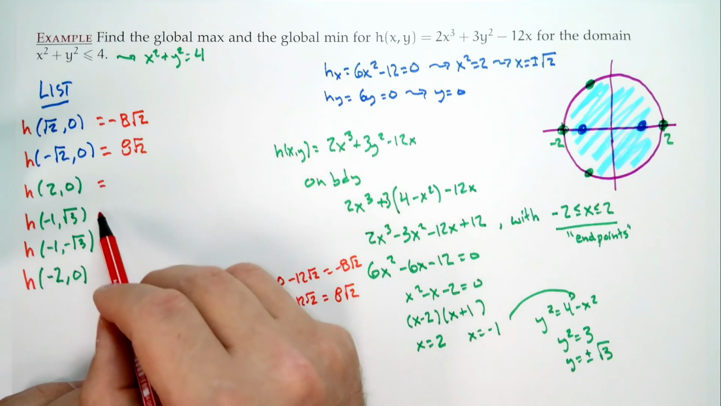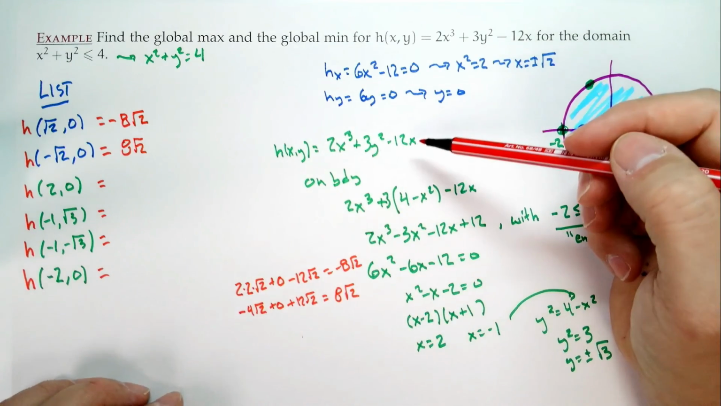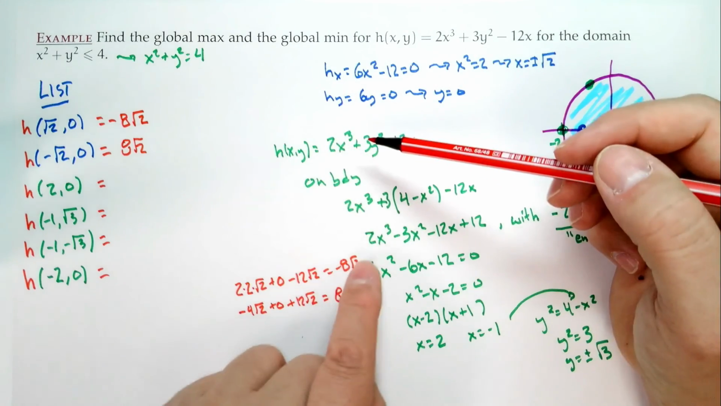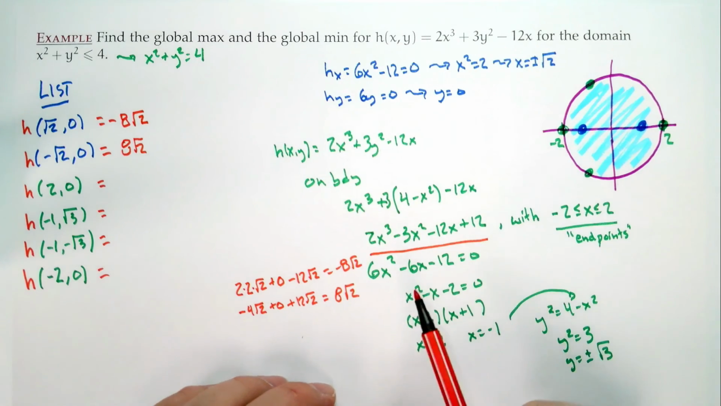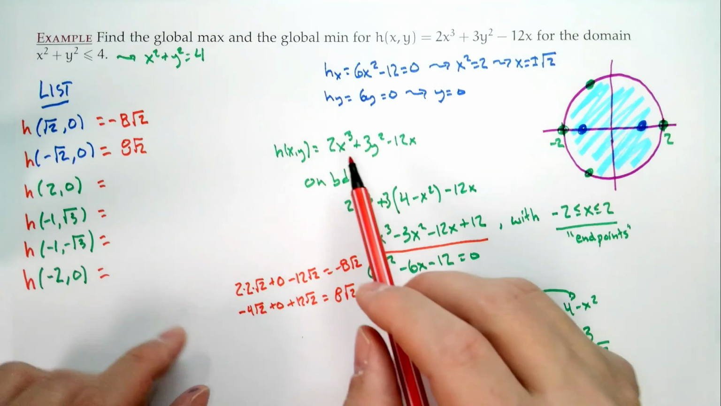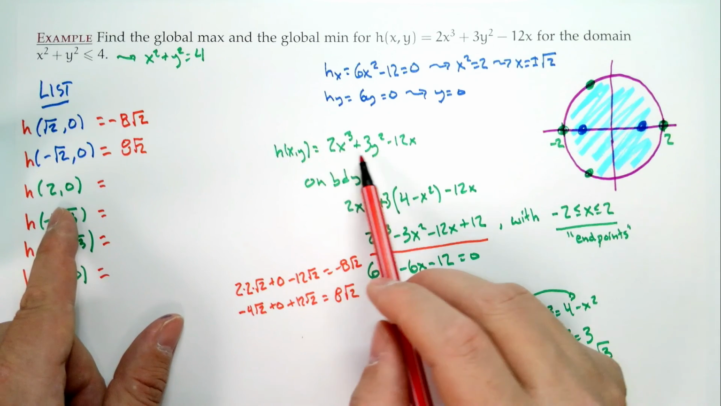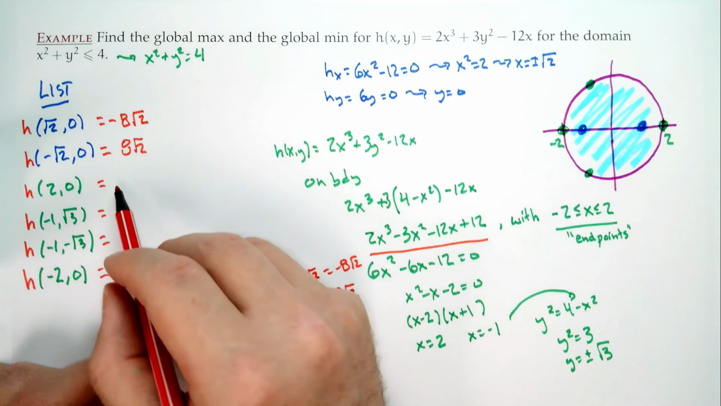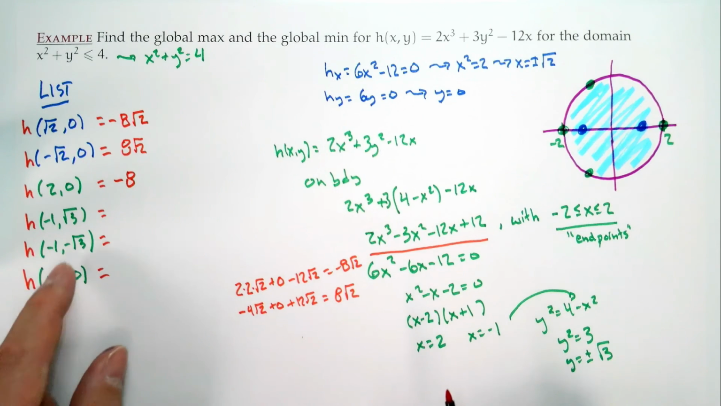Now the rest of the points, all of these points here, are points that are on the boundary. So we can use the boundary function. So if we plug in (2, 0), here's the boundary function. Well, maybe it's not the simplest. Plug in (2, 0) here. 2 times 8 is 16, plus 0 minus 24. 16 minus 24, -8. All right, that's good.